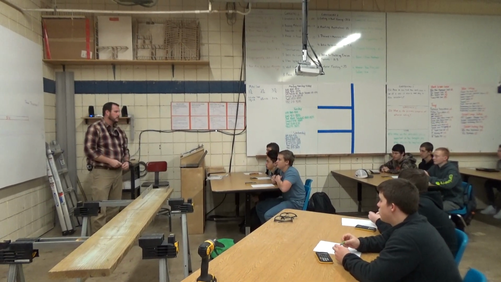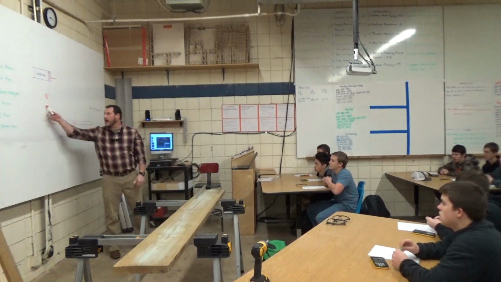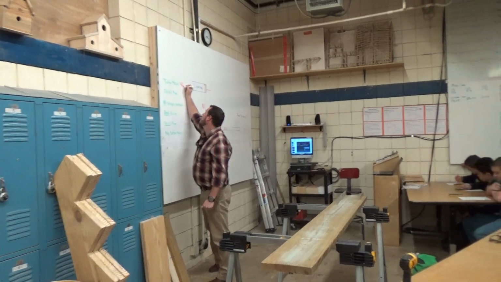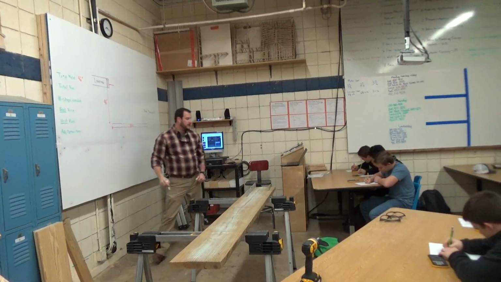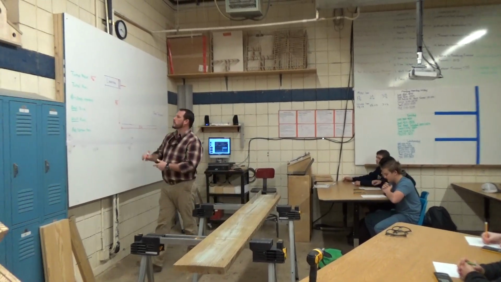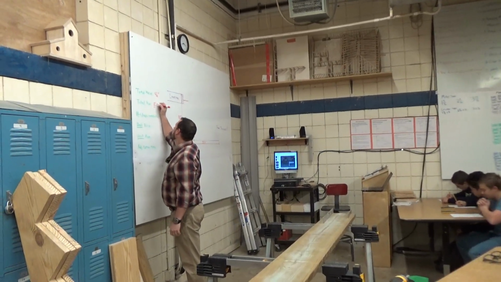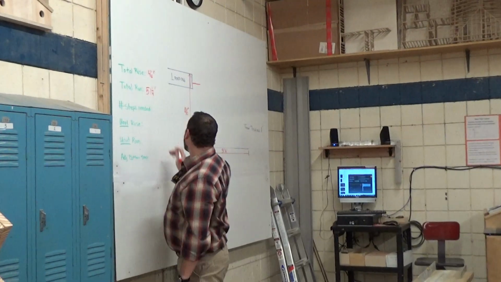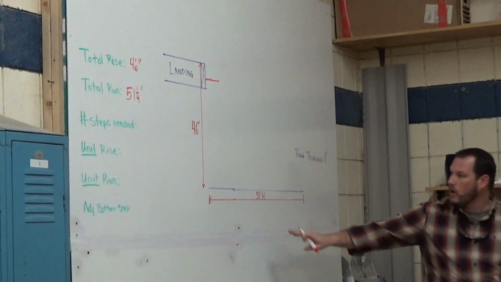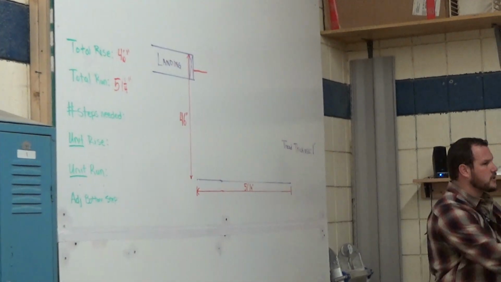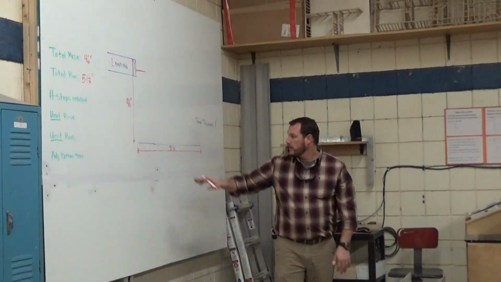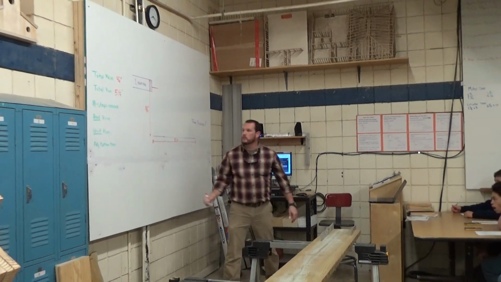Total meaning all of it. What is our total rise? 46 inches. Write that down. The next thing we've got to know is our total run, which is 51 1/4. All right, look, sometimes you do not always have a total run. Sometimes your steps can just run out however far. But if you're going to run into a wall, that 51 1/4 matters. And we'll talk more about that later.